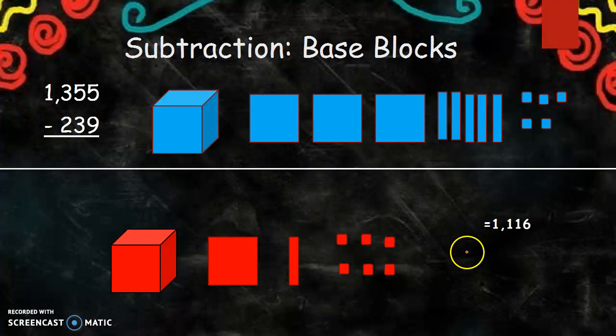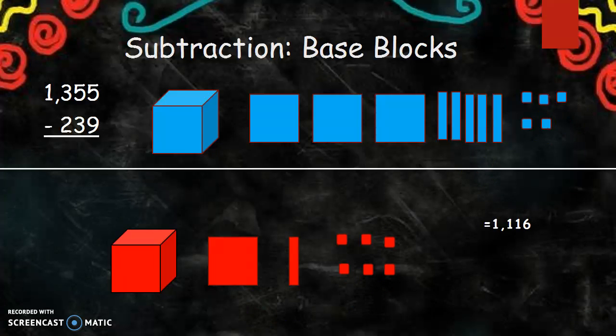Next is subtraction. For subtraction, I chose to do the base blocks method. Now we have a 4-digit integer and a 3-digit integer. So our problem is 1,355, and we're going to subtract 239.